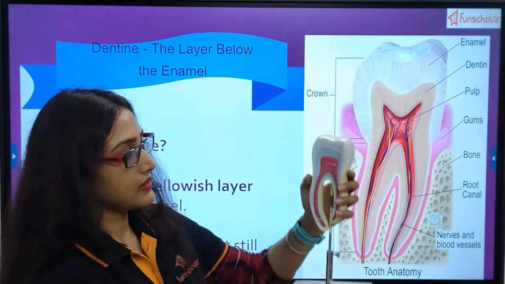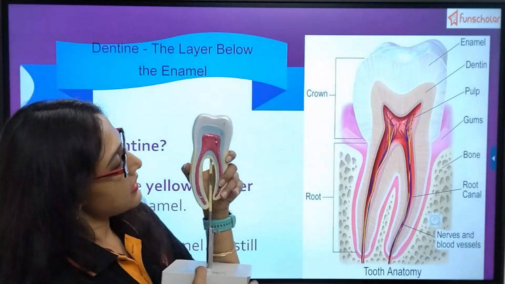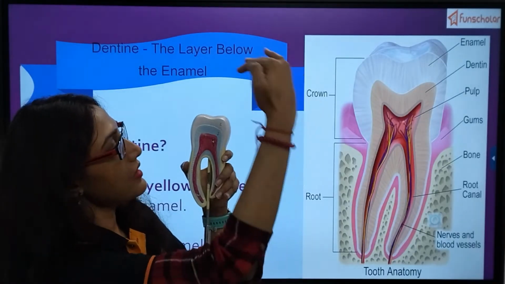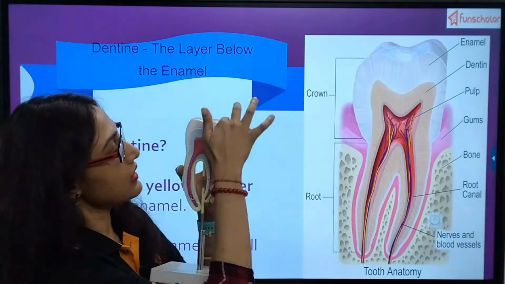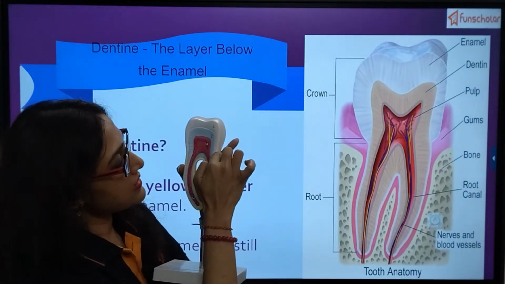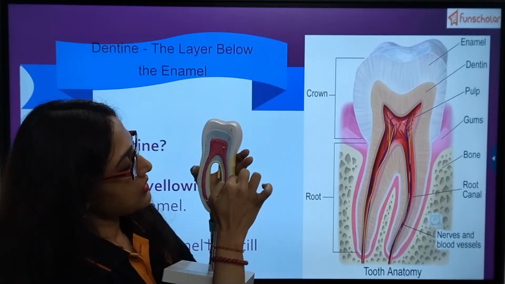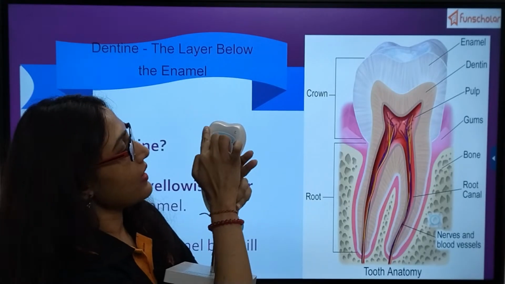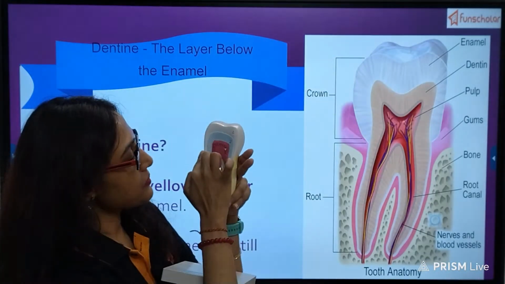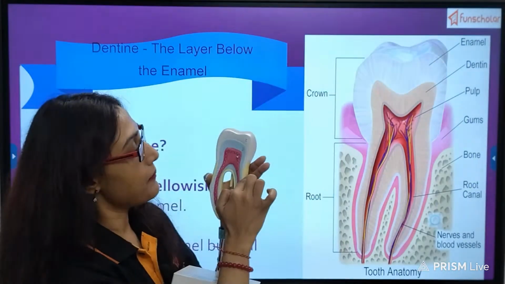So if I take this, I hope it is visible to you. Just see this upper part which has a depression. This is the crown, right? This part which joins the crown with the root is known as what? It is the neck. Okay, this part, the outer part, the hardest part, this is known as what? This is known as enamel.